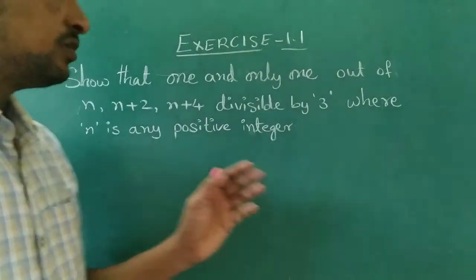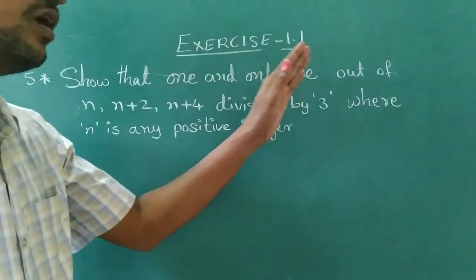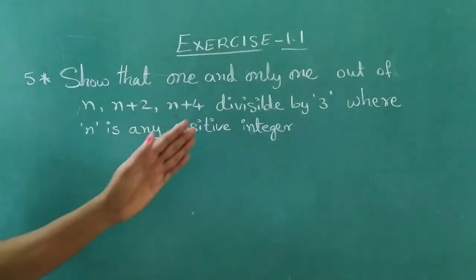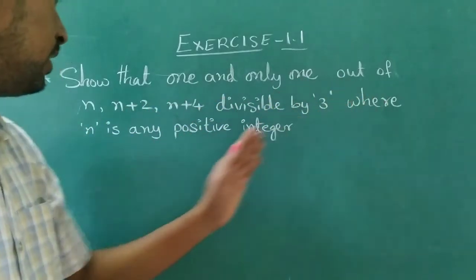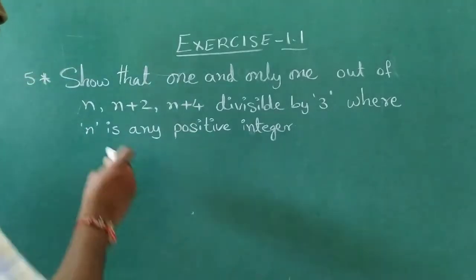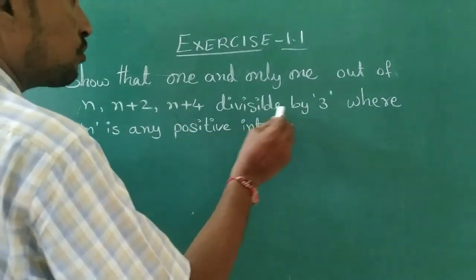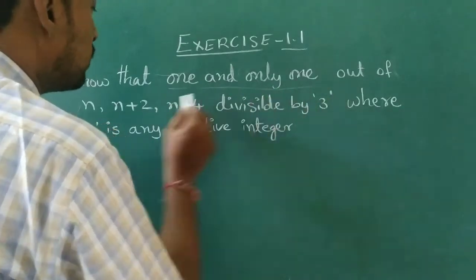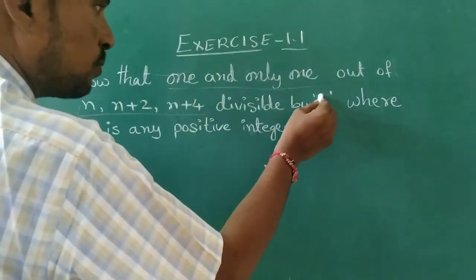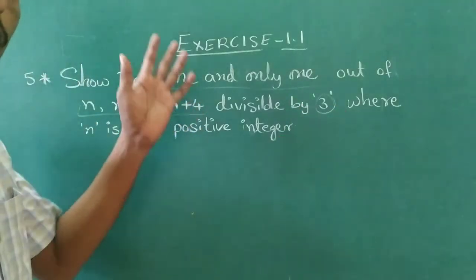Exercise 1.1, question number 5. Show that one and only one out of n, n plus 2, n plus 4 is divisible by 3, where n is any positive integer. So in these three numbers, one and only one number must be divisible by 3, we need to show. So let us go to our solution.